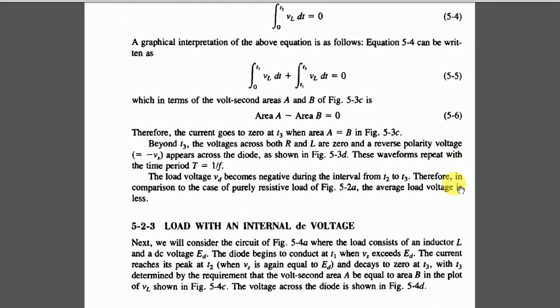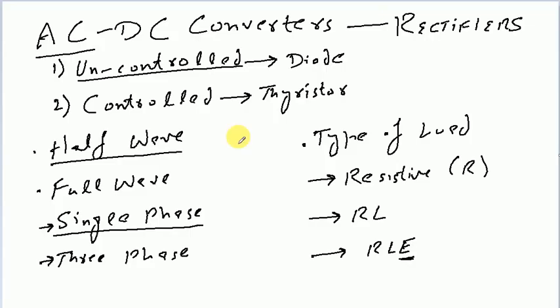Now in today's lecture we will be discussing the third category, that is the case when the load is under the influence of another component, that is a DC voltage. So let us see how this behaves.